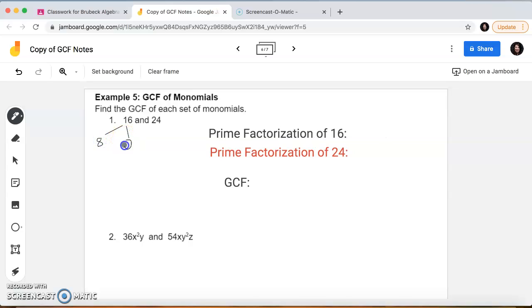2 cannot be broken down anymore, but 8 can be. We'll break that down to a 2 and a 4. And then the 4 can be broken down more as well, 2 and 2. So the prime factorization for 16 is going to be 2 times 2 times 2 times 2.